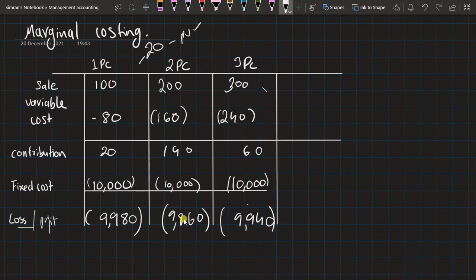So here we see the rate at which the profit is increasing. That is basically known as the profit volume ratio.